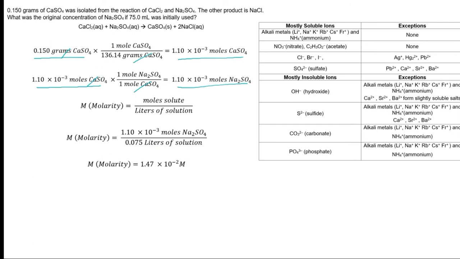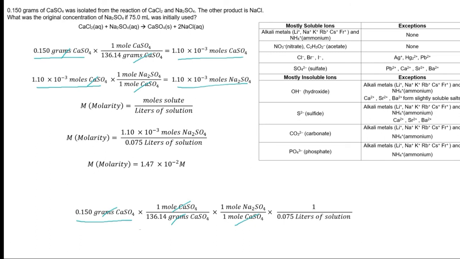I will also show you how to do this problem in one calculation, starting with my 0.15 grams of calcium sulfate. First, I convert to moles. So grams cancel, and now I have moles. Then I use my mole ratio to convert from moles of calcium sulfate to moles of sodium sulfate. Again, making sure that cancels. And then finally, I simply need to divide by my liters of solution so that I have moles of sodium sulfate over liters of solution, and I get 1.47 times 10 to the negative 2 once again.